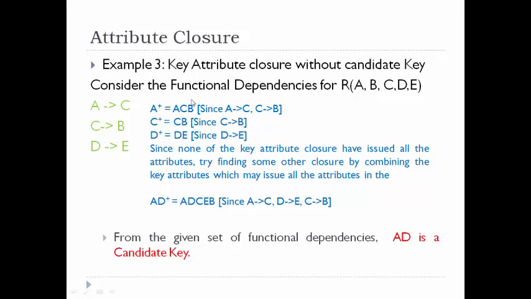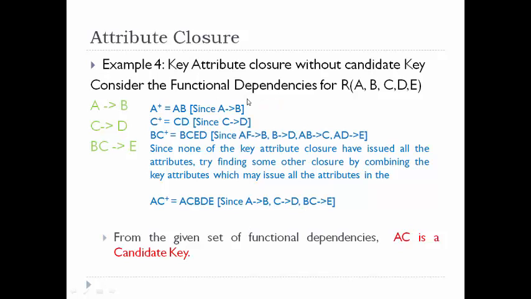Now since we do not have all the attributes in any of the closures, we have to find our own candidate key by combining the attributes on the left hand side. So let us check with A and D. If you try to find the closure for AD, it gives you AD, and A is giving C, so we have arrived at AC, and D is giving E, so we have arrived at E, and C is giving B, so we have arrived at B. Since all the attributes have arrived, we can say that AD is a candidate key.